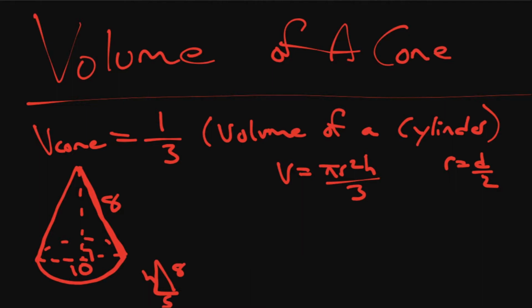So that is going to be, you guessed it, h squared plus 5 squared equals 8 squared. So h squared equals 64 minus 25, which is 39, and then if you take the square root, that's about 6.2. Yeah, 6.2.